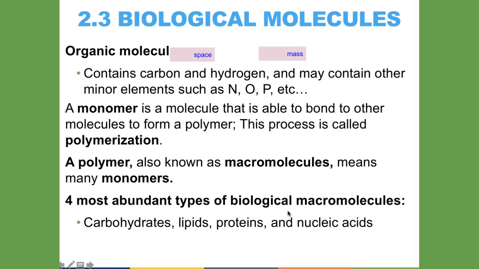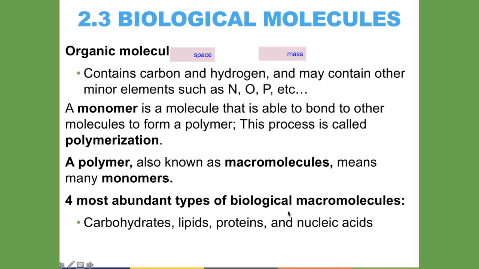And last but not least, this is the last portion of this lecture. Organic molecules contain carbon, hydrogen, and may contain other minor elements such as nitrogen, oxygen, and phosphorus. Okay, a monomer is a molecule that is able to bond to other molecules to form a polymer. That's like how we were saying atoms combine together. So an atom plus an atom makes a molecule. Same thing. Monomer plus a monomer makes a polymer. Very simple. That's all it is.